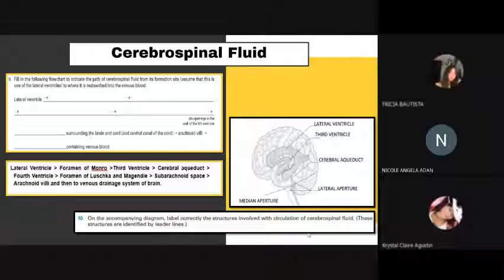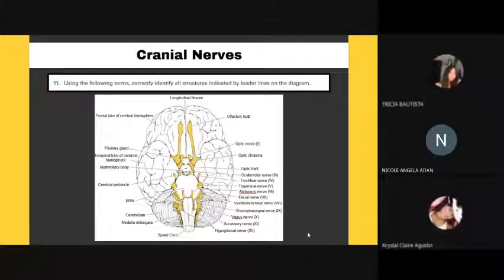For number 10, on the accompanying diagram, label correctly the structures involved with the circulation of the cerebrospinal fluid. On the right, we have the lateral ventricle, third ventricle, cerebral aqueduct, lateral aperture, and on the left, we have the median aperture.